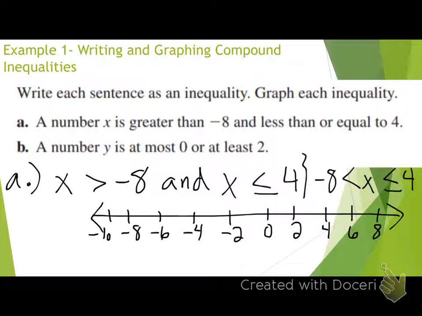Is it going to be an open or closed circle at -8? Open. There's no line underneath the symbol between x and -8, is there? So open circle on -8. Open or closed circle on 4? Closed. There's a line underneath my symbol between x and 4. Everyone got that?